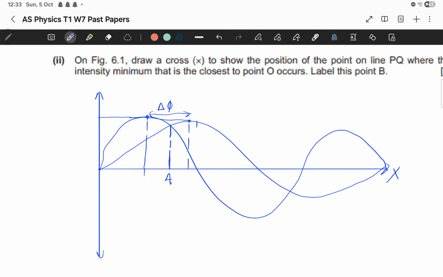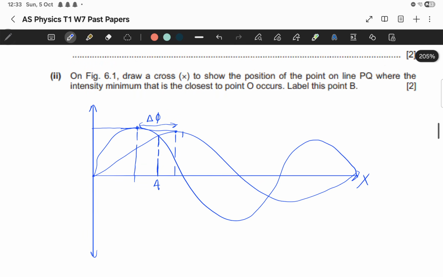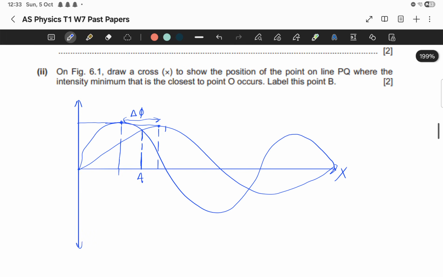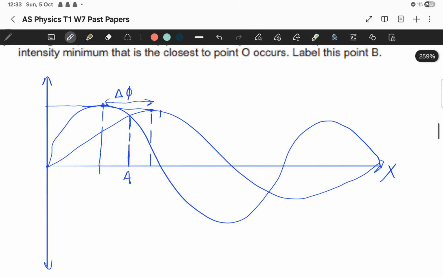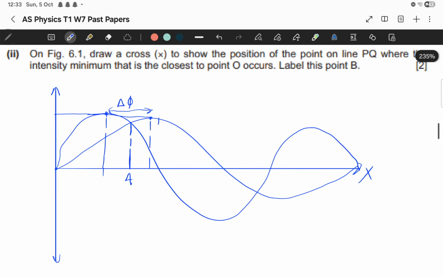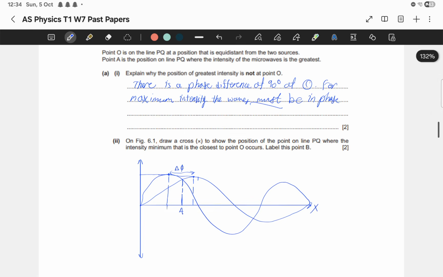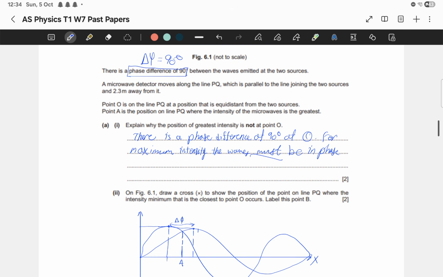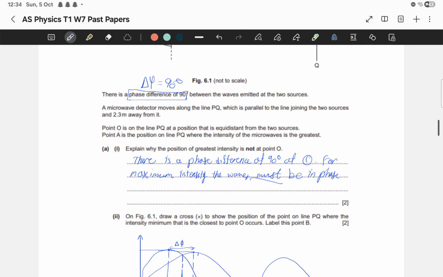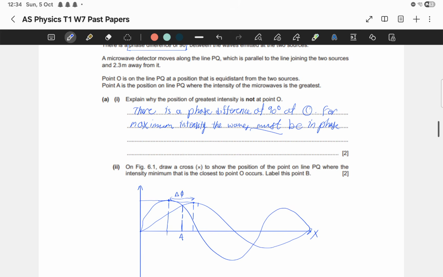Okay, now, O is going to be somewhere else. We're not going to bother calculating it. Now, B is going to be where the other waves are in phase. But as you can see here, it says draw a cross to show point B. What is point B that they say? The intensity minimum. So where they are.